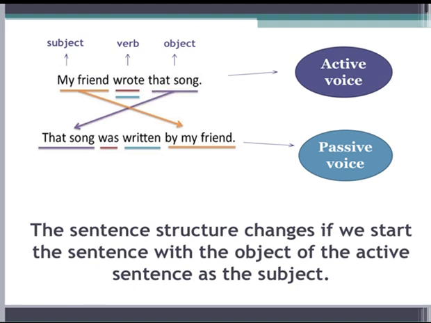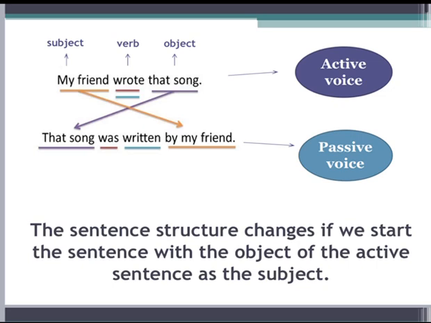My friend wrote that song. My friend is the subject, wrote the verb, and that song is the object. In active voice we start the sentences with the subject. Look at the next example. That song was written by my friend. It is a passive voice. In passive voice, we start the sentences with the objects.